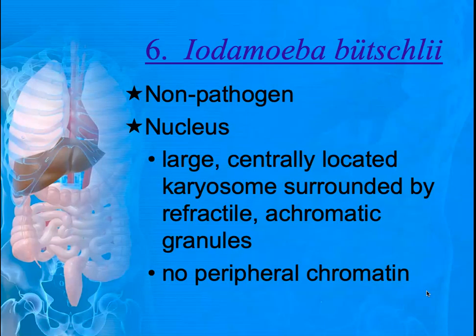The next one is Iodamoeba bütschlii, also non-pathogenic, and the nuclear characteristics are similar to Endolimax nana, where we have a large karyosome. It is sort of blot-like, but it also contains refractile achromatic granules. However, those are often not distinct in the permanent stain, so you may not get to see those granules. And just like Endolimax nana, there's no peripheral chromatin.